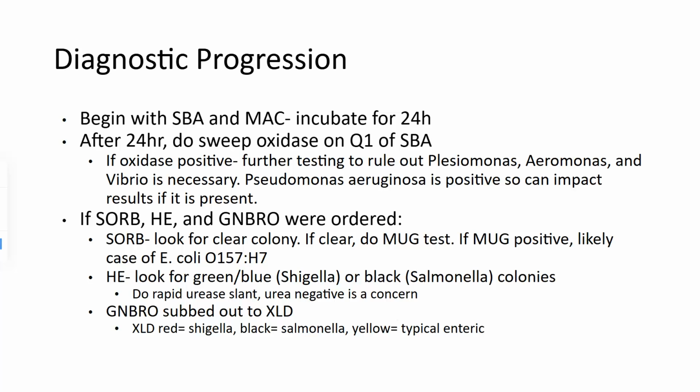HE, sorry, we're going to look for the green-blue colonies, which could indicate Shigella, or black, which could indicate Salmonella. After that, then you do a rapid urease slant. Urease negative ones are of concern. So if they're urease positive, then we don't really care about them, but if they're urease negative, then we want to work them up further. GNBRO should be subbed out to XLD. XLD red is Shigella, black is Salmonella, yellow is your typical enteric that we don't usually worry about too much.